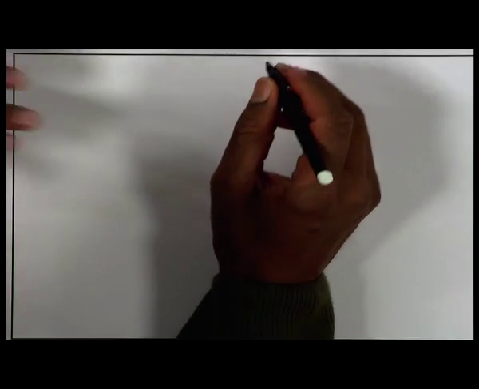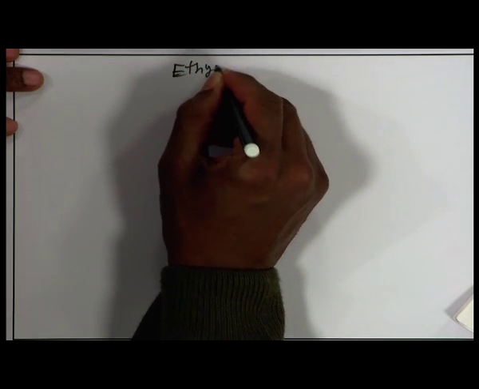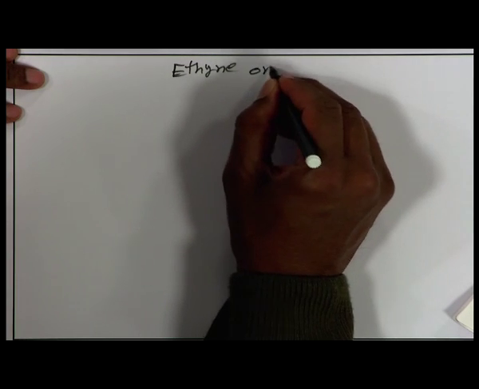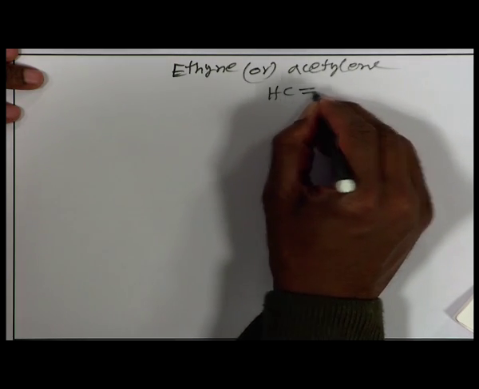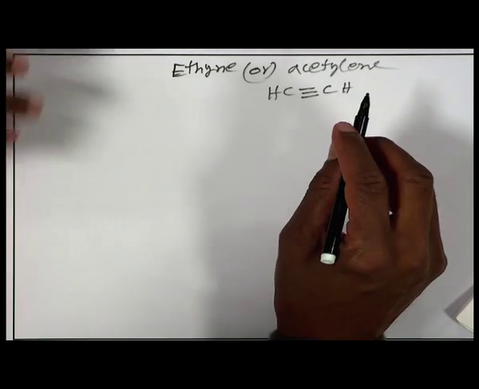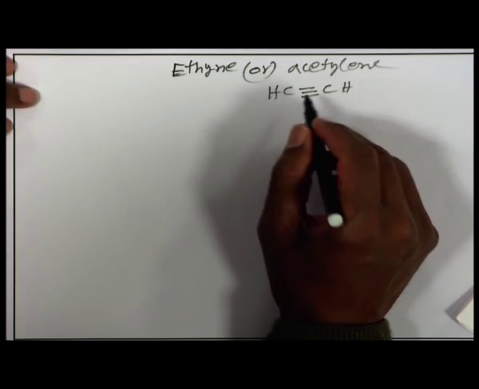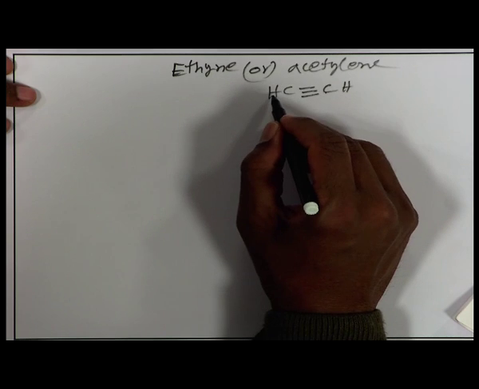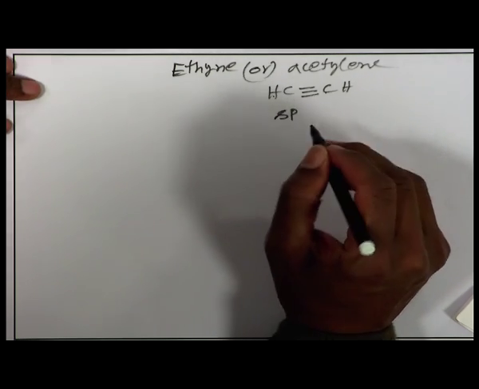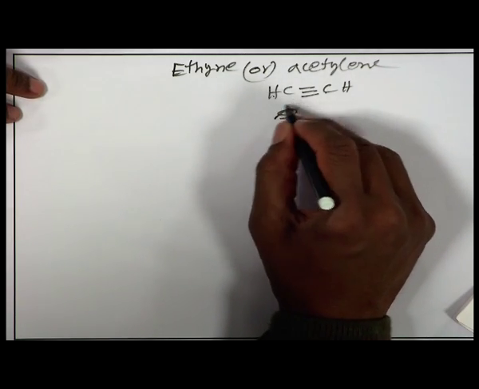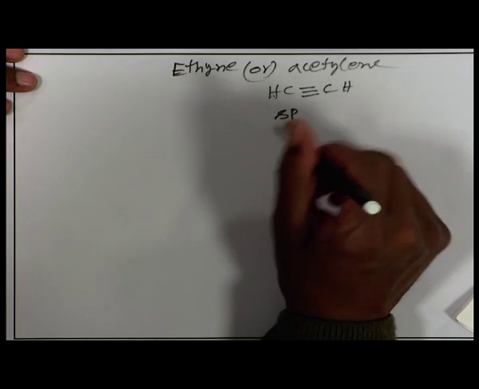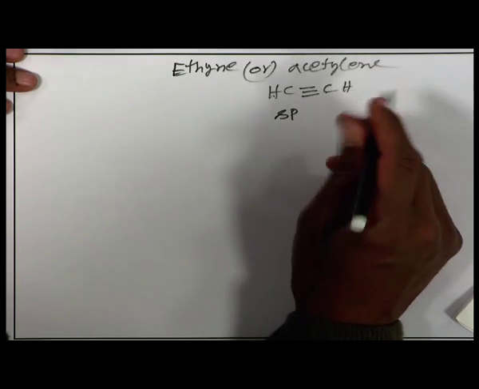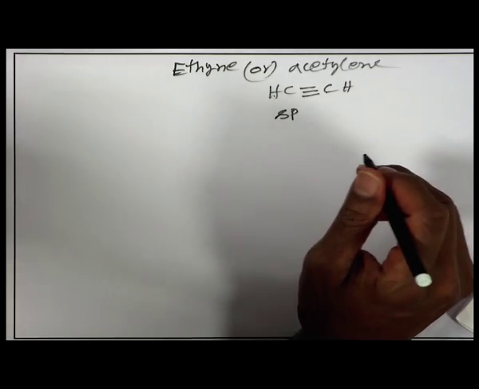So let us see the bonding nature in ethyne, or acetylene. That is hydrogen, carbon triple bond carbon, hydrogen. Now you can see that the carbon is linked to 2 atoms. Here is one atom, here is another atom. So it has sp hybridized orbitals, and there is no lone pair on the carbon atom. So it is all sigma bonds, all bonded, no lone pairs. So it is sp hybridized. Sp hybridization means diagonal hybrid orbitals.